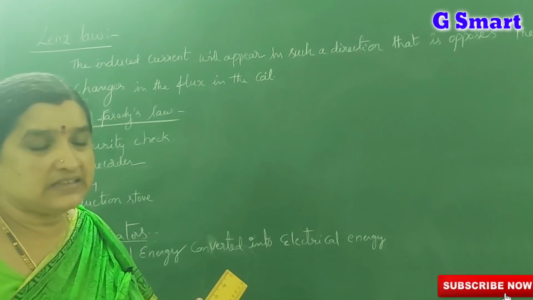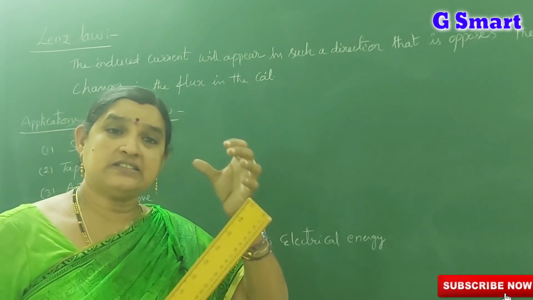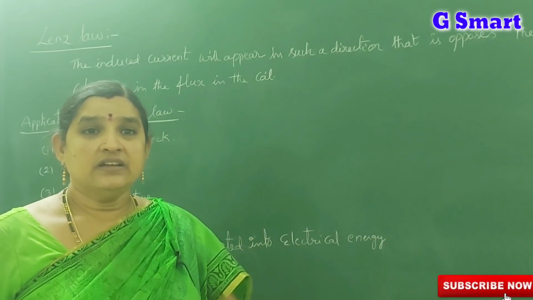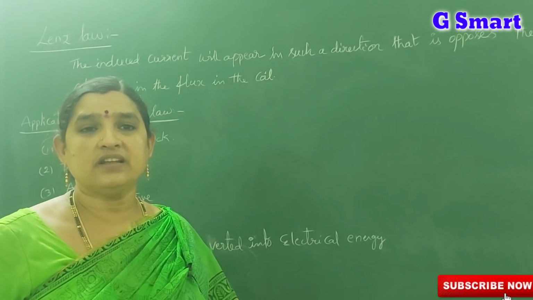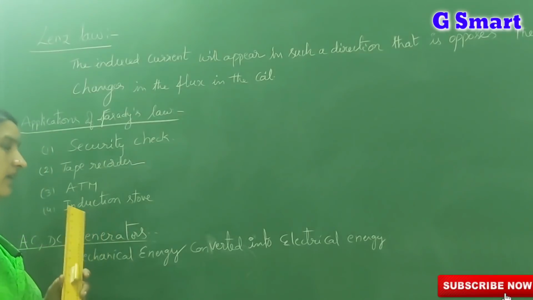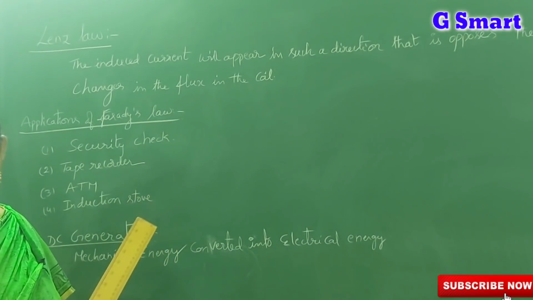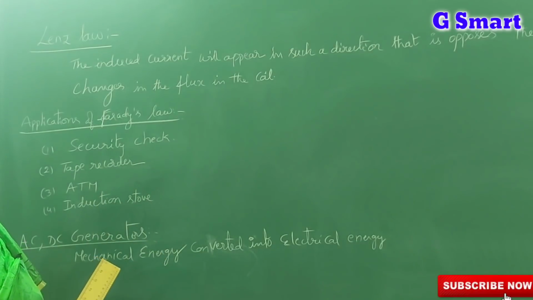Every metal has some specific resistance. Due to that resistance, heat is generated. The vessel gains temperature, and whatever we kept inside the vessel will be cooked. The induction stove works on the principle of magnetic induction. All these work on the principle of magnetic induction.